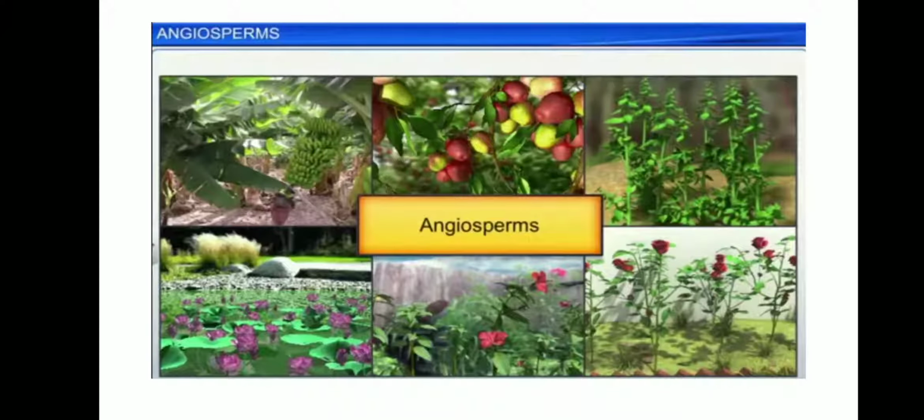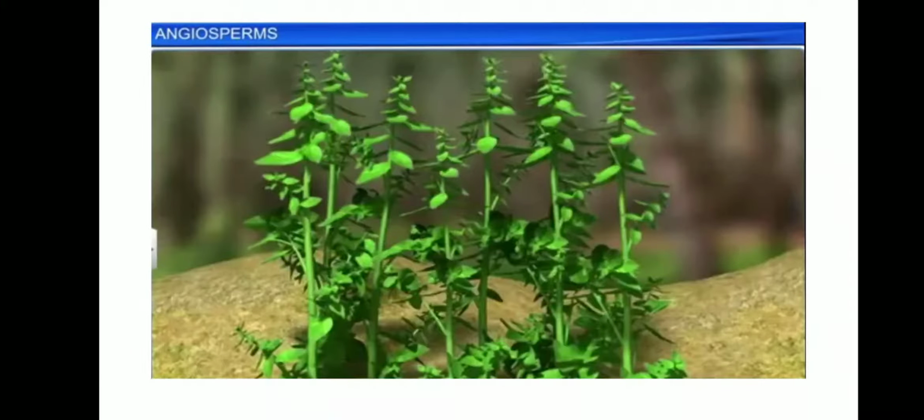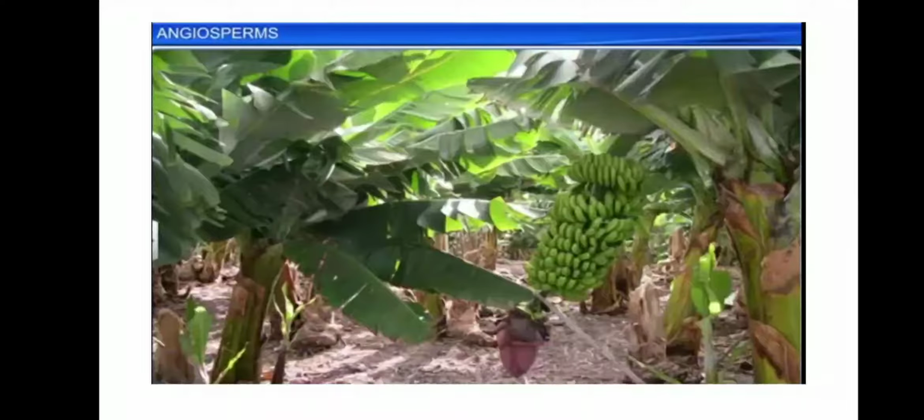Can you see the picture? Yeah, varieties of flowering plants I have shown you. All these are coming under angiosperms. Fruit yielding, vegetable yielding, all these are coming under angiosperms only. It may be in the form of herb or shrub or even trees.